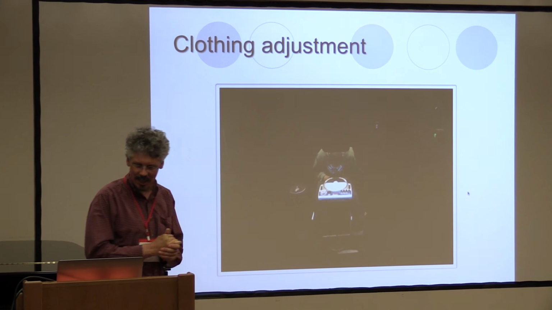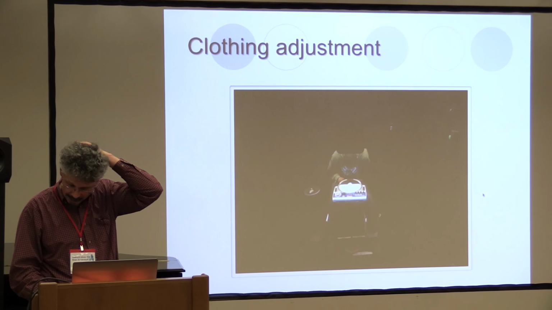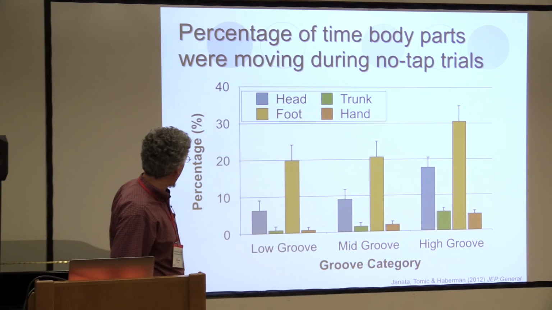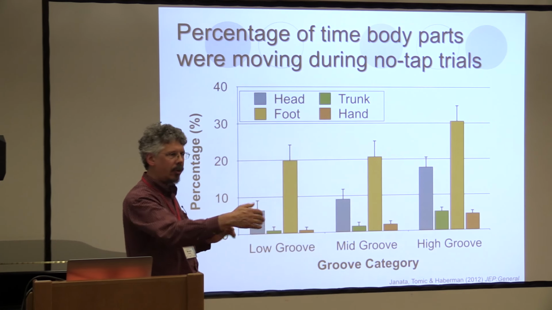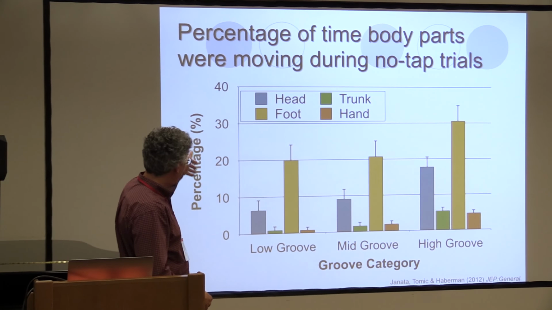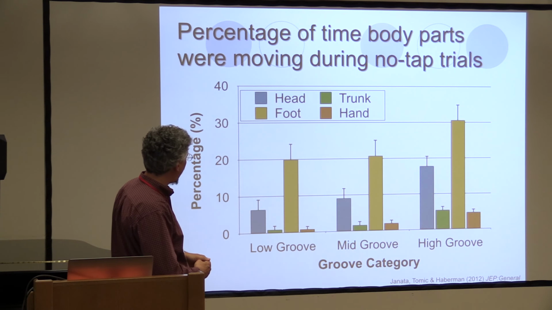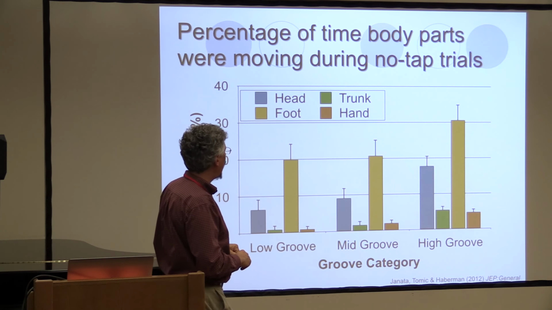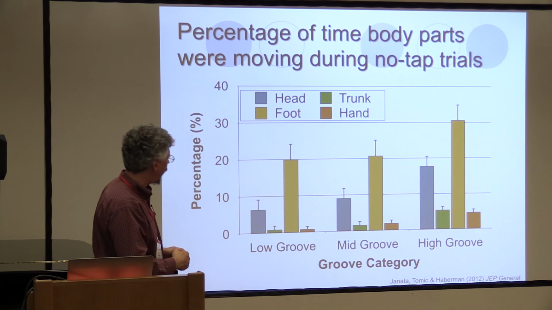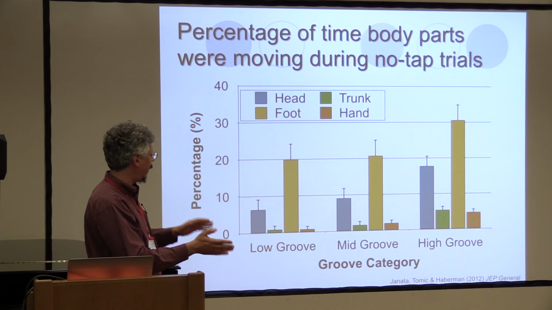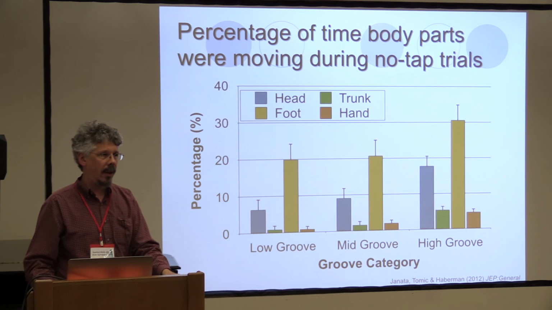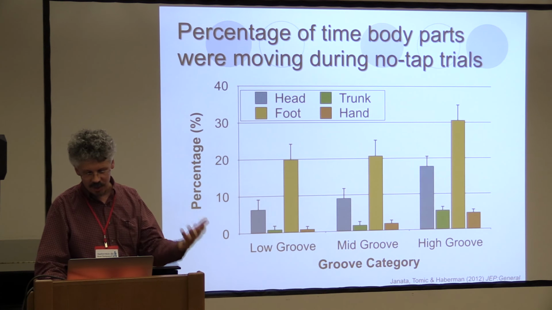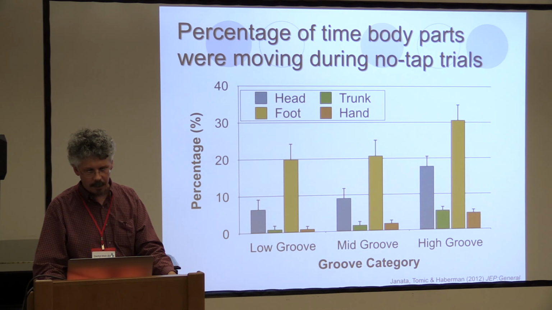Clearly not inhibited. Probably had no trouble in the freeform category either. Okay, so when we look across these categories and the percentage of time during the trials that people were moving these different body parts, again we see that the high groove stimuli stand apart, much more movement for those stimuli than either the low groove or the mid groove. So the music was generating a lot of this spontaneous behavior.